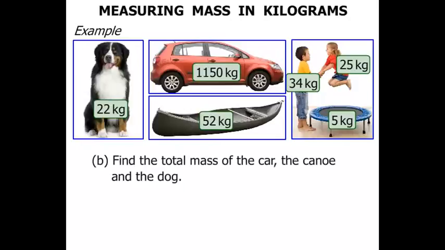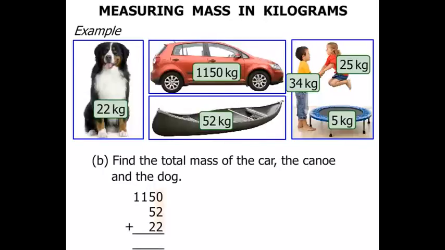Next one, we're asked to find the total mass of the car, the canoe, and the dog. Okay, so a few things to add there. Well, the car has a mass of 1,150 kilograms. The canoe is 52, the dog 22. So make sure when we add these up, we line them up like that.